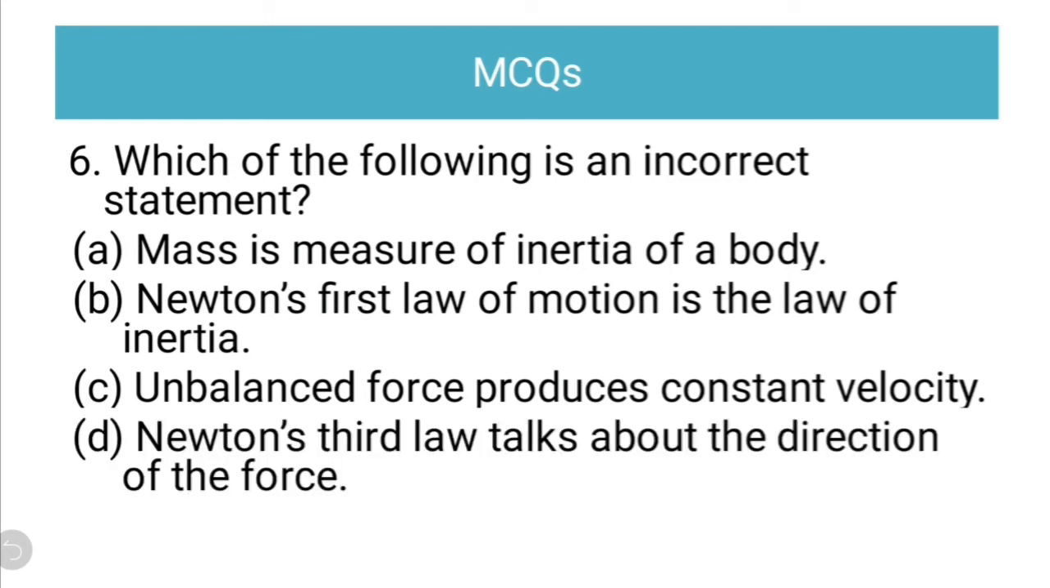Newton's third law talks about direction of the force. No, not only direction. It is true, because yes, there is a direction also, because it is in opposite direction. So D is correct, A is correct, B is correct, only C is incorrect statement. So the correct option is C. Unbalanced force produces constant velocity. This is true because it is an incorrect statement.